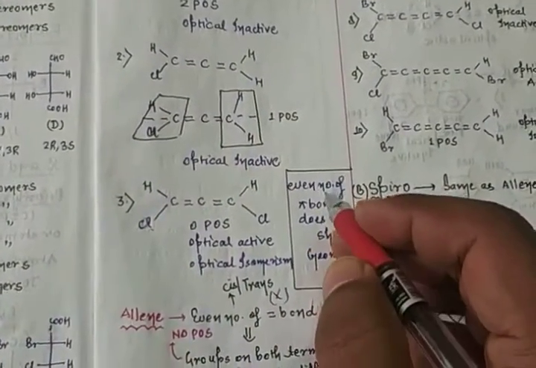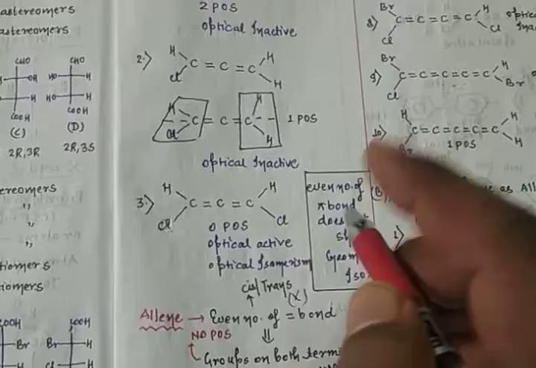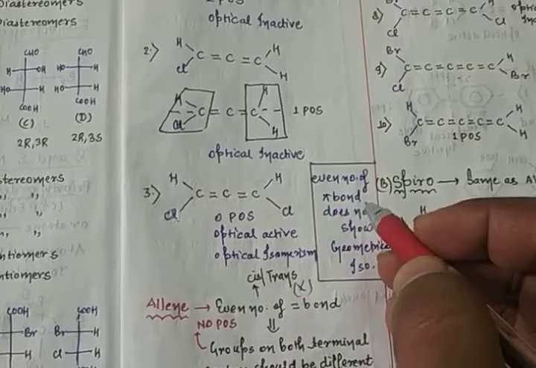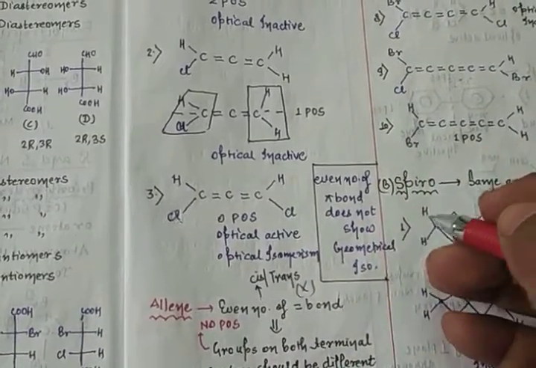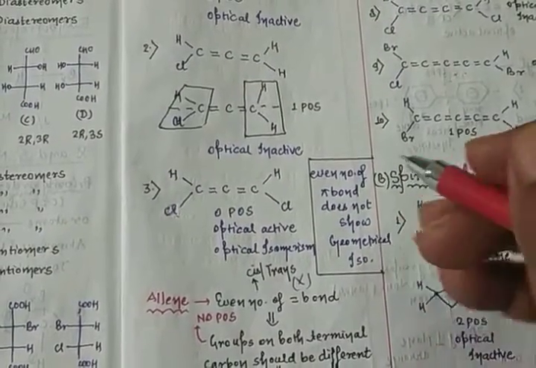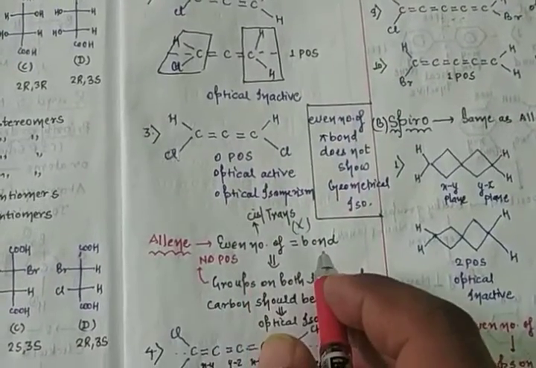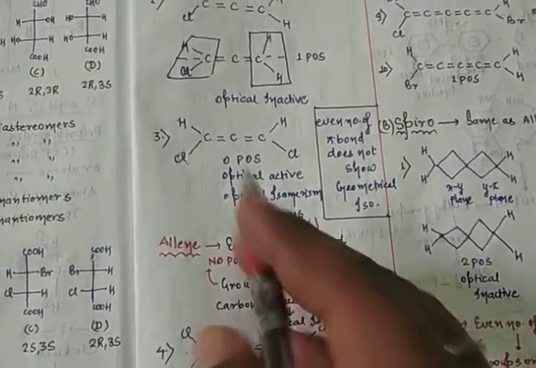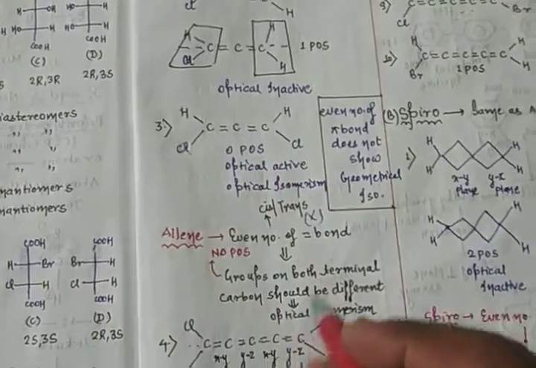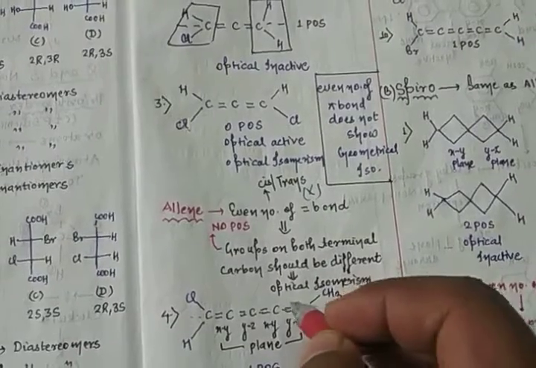Now this rule: an even number of pi bonds does not show geometrical isomerism. In my last geometrical isomerism lecture, if an even number of double bonds or pi bonds is there, there is no geometrical isomerism, but if an odd number of double bonds is there, then definitely it shows geometrical isomerism. But in this case there is optical isomerism. So for an even number of double bonds, the groups on both terminal carbons should be different. If there are different groups, then the compound definitely shows optical isomerism.